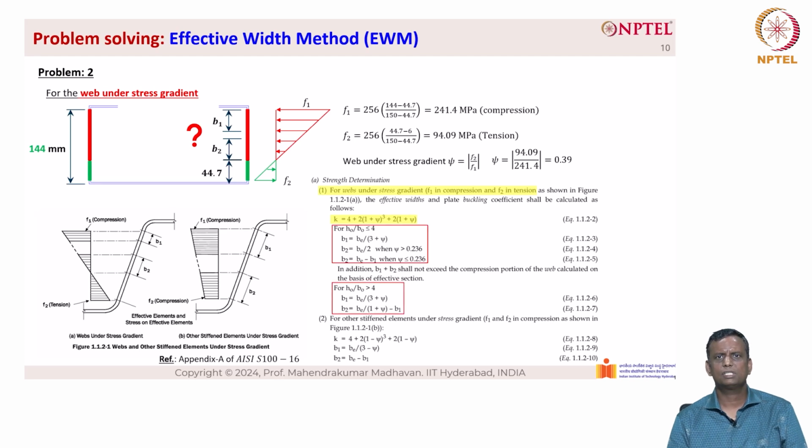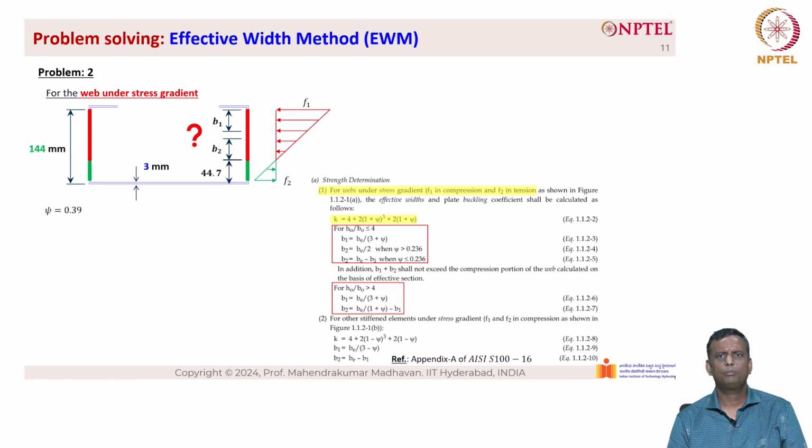Now we can use this value of psi, but before that we need to find out the aspect ratio of the cross section. The aspect ratio of the cross section is given as H0 by B0. When it is less than or equal to 4, you have a different set of equations, and when it is greater than 4, you have a different set of equations. Here, our H0 by B0 is less than 4, because H0 equals 150 and B0 equals 300, which gives 0.5, less than 4.